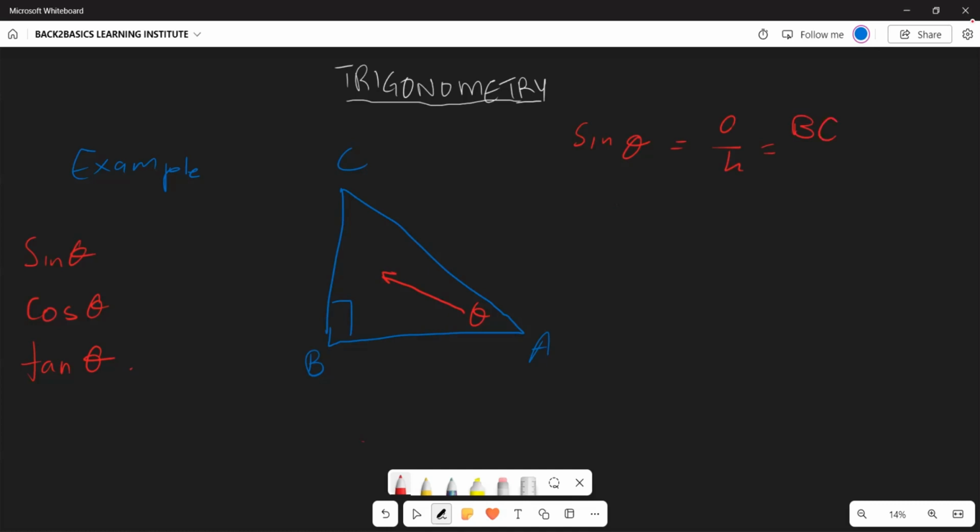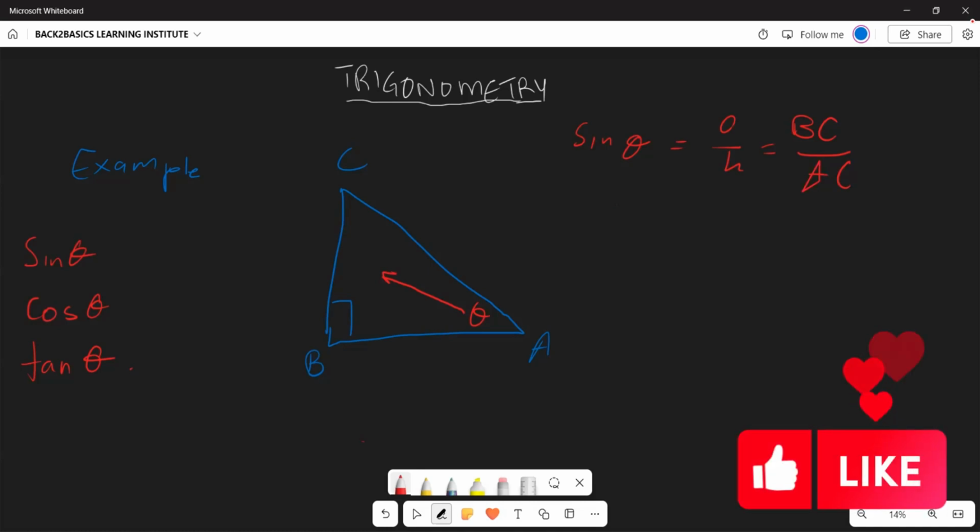And now the side that is going to be the hypotenuse side. Remember, we said the hypotenuse side is the longest side of your triangle, right? So in this case, the hypotenuse side is going to be your side AC altogether. Therefore, the relation of sine of theta in this context is going to be BC over AC, right?